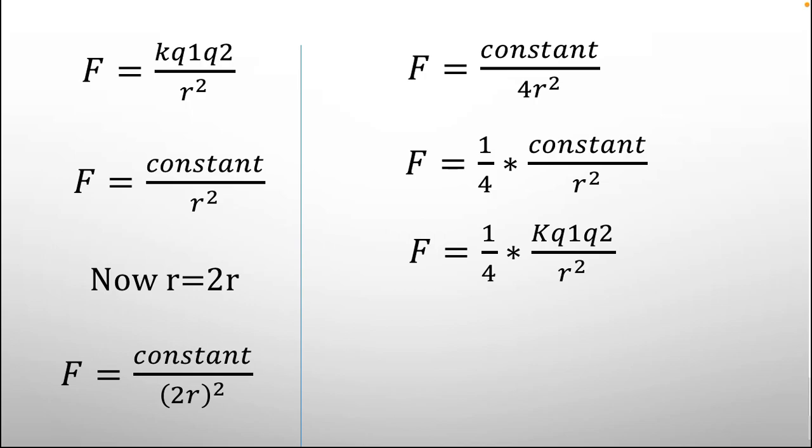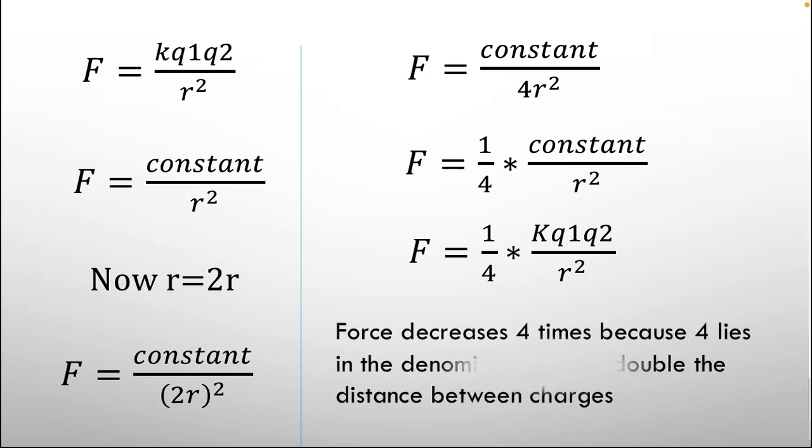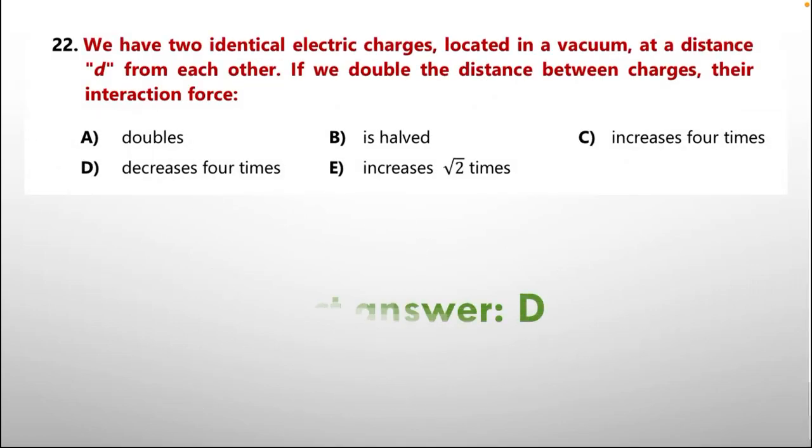So F equals 1 by 4 times the formula we put over there. The extra thing with the formula is 1 by 4. It means the force decreases 4 times because 4 lies in the denominator as we double the distance between the charges. According to that, the answer is option number D. It decreases 4 times.